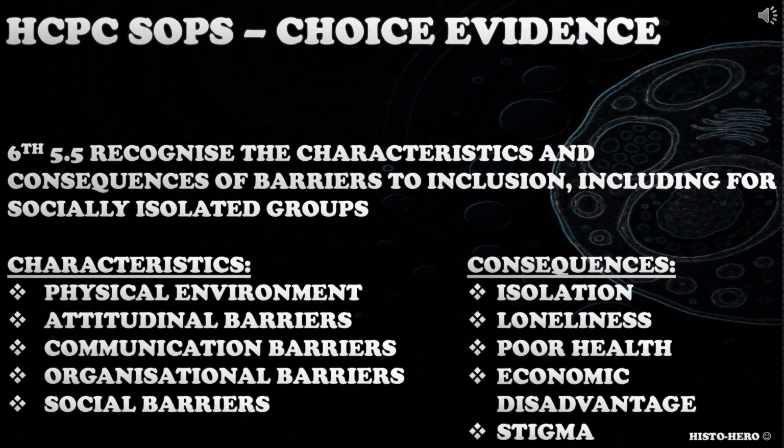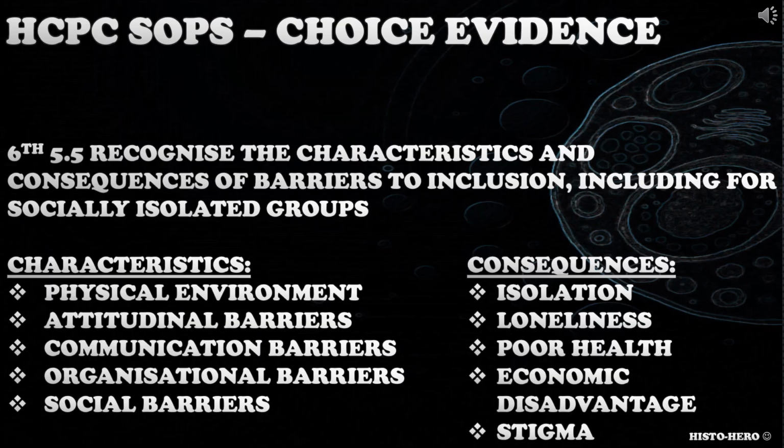The sixth standard is: recognize the characteristics and consequences of barriers to inclusion, including for socially isolated groups. The candidate needs to be able to recognize the characteristics and consequences of barriers. Is the candidate able to recognize the consequences of barriers? Do they recognize the characteristics of barriers? Are their actions enabling everyone to fully participate in society? Do they challenge those barriers?